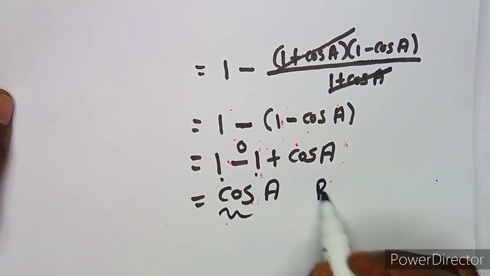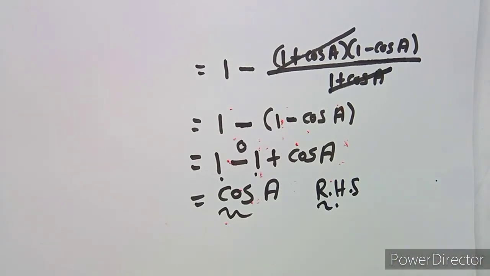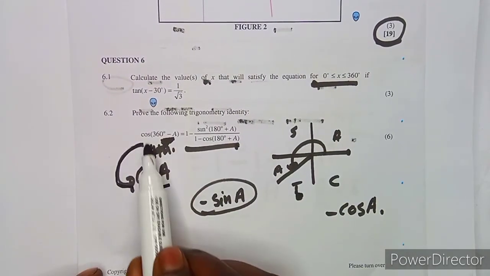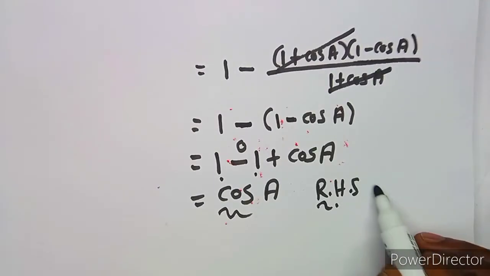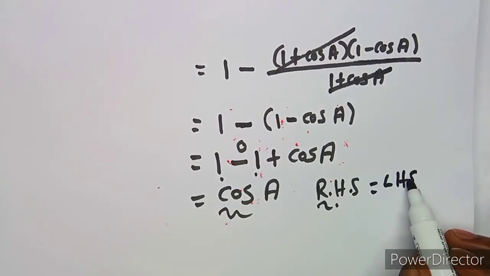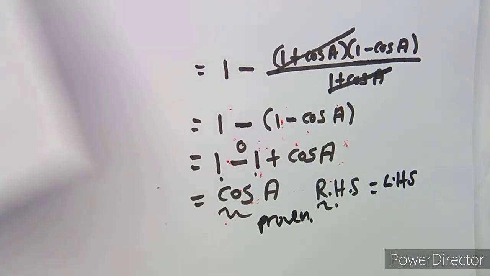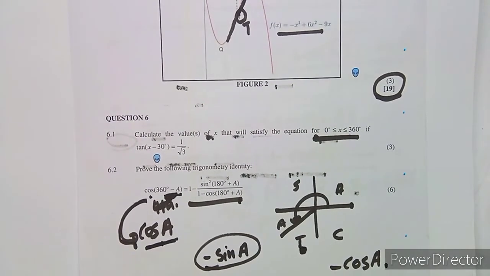So this is our right hand side, guys, which is cos A. And remember, when we simplified our left hand side, we said this is going to give us cos A. Cos 360 minus A is same as cos A. So this is actually equivalent to the left hand side. So guys, as we can see, that is what we needed to prove.